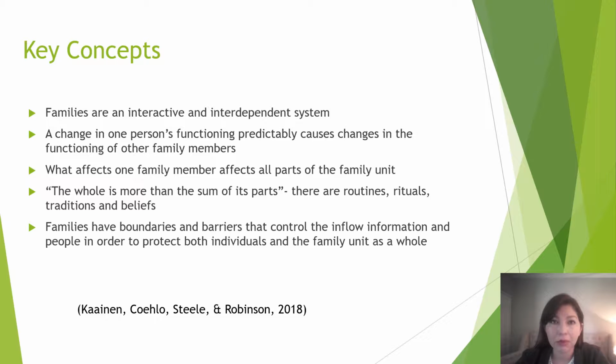Dr. Murray Bowen was a psychiatrist who was the original theorist, and he argues that families are their own system that is both interactive and interdependent. Each family member has a role that contributes to the balance of the system overall. So therefore, a change in one person's functioning predictably causes a change in the functioning of the other family members. What affects one family member affects all parts of the family unit.